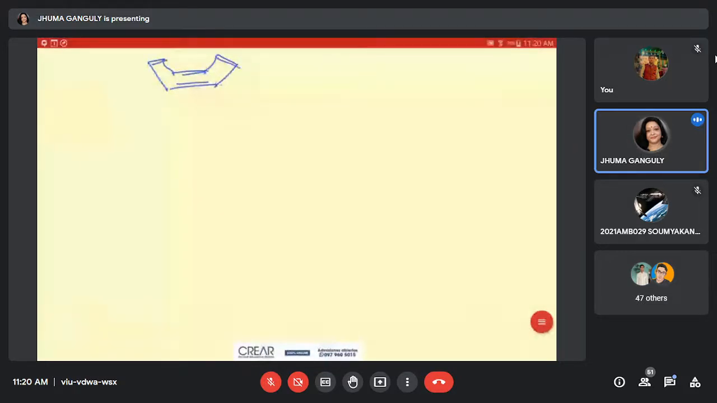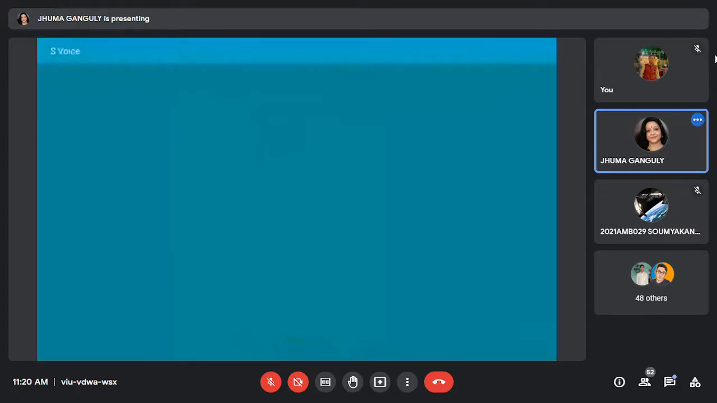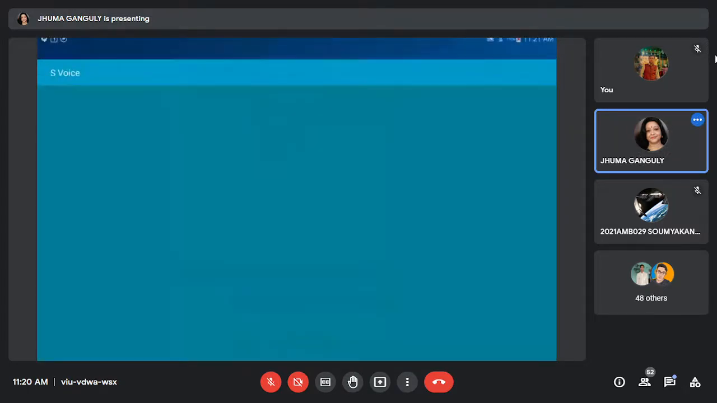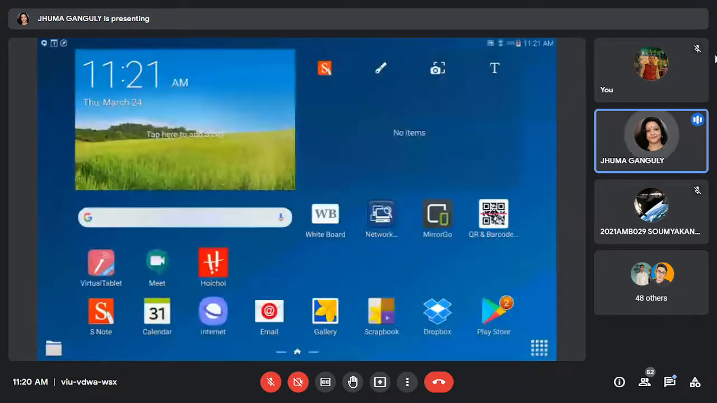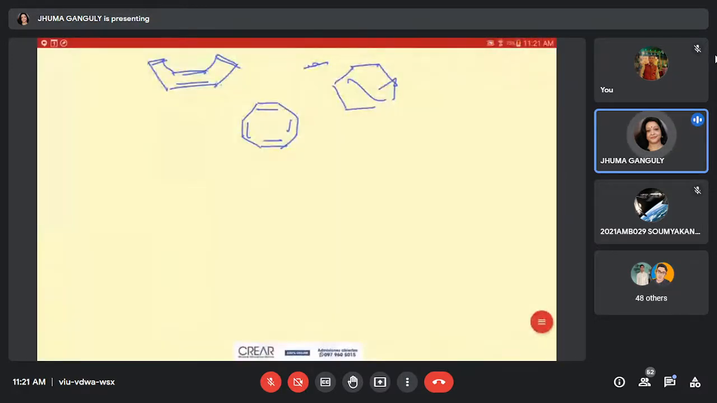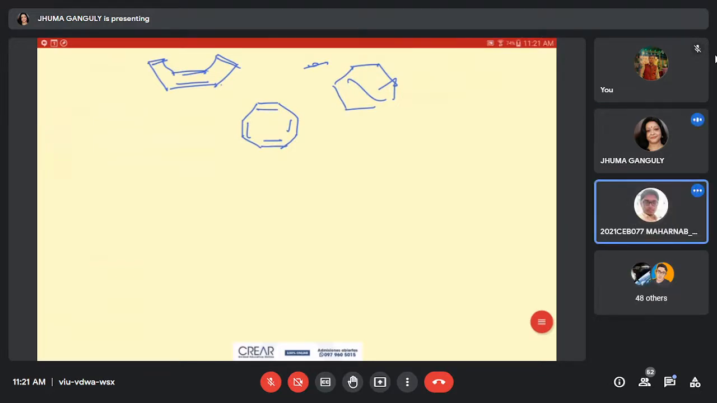This way, or I can write this one. So this is an 8-member ring. Okay, this is an 8-member ring. Now tell me, what is this? Aromatic or anti-aromatic? Ma'am, this is non-aromatic, non-planar. So it is non-aromatic.